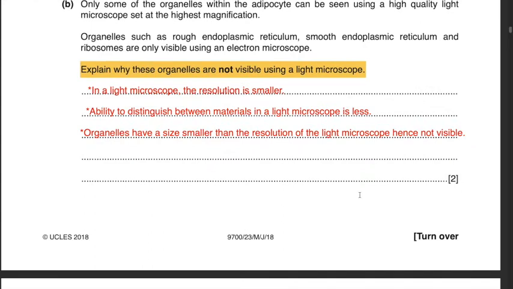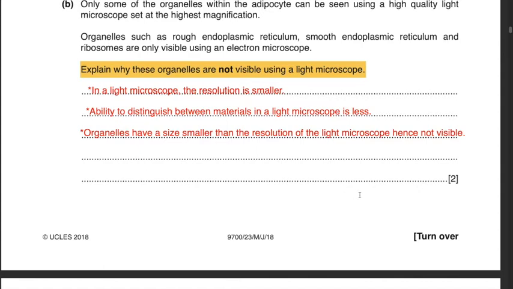Part B. Only some of the organelles within the adipocyte can be seen using a high quality light microscope set at the highest magnification. Organelles such as rough endoplasmic reticulum, smooth endoplasmic reticulum, and ribosomes are only visible using an electron microscope. Explain why these organelles are not visible using a light microscope.